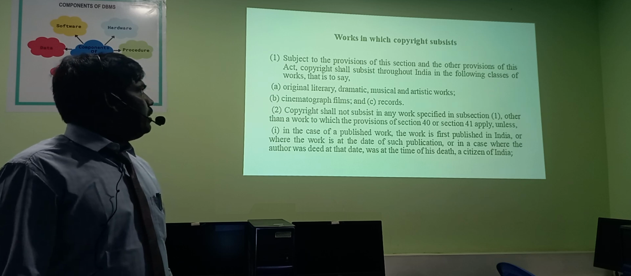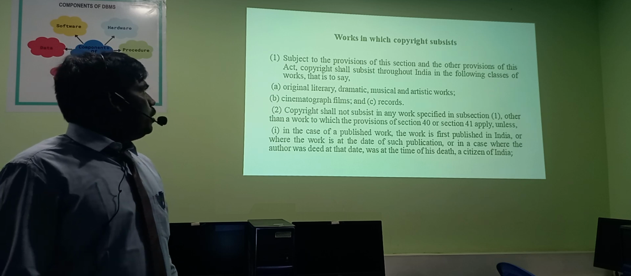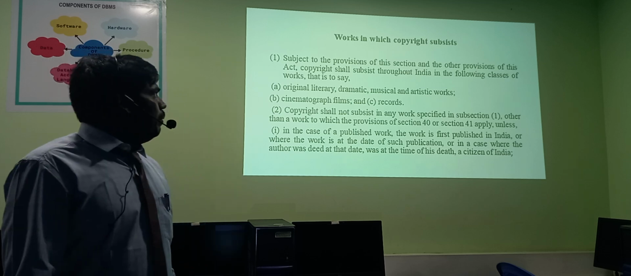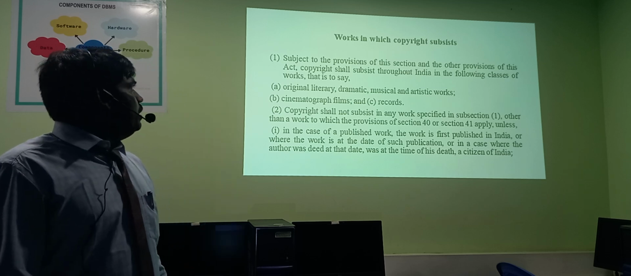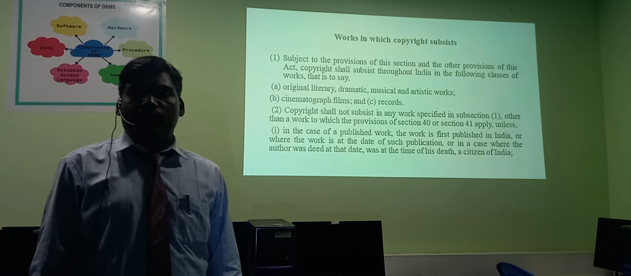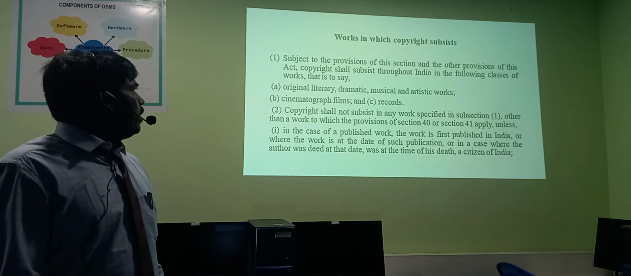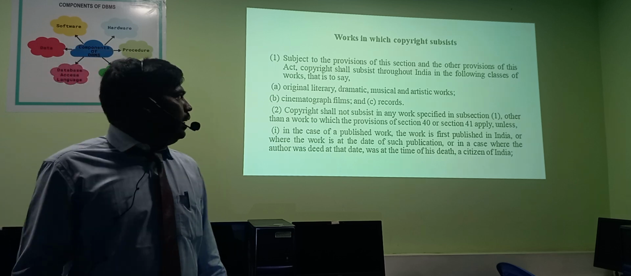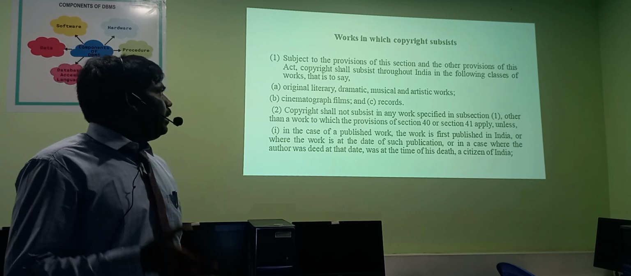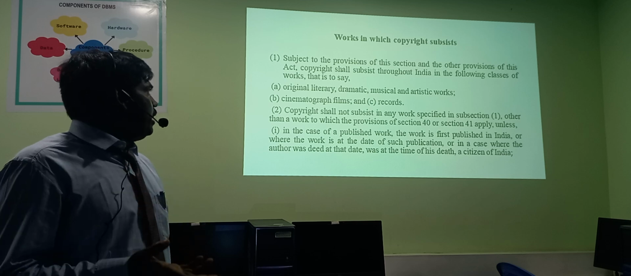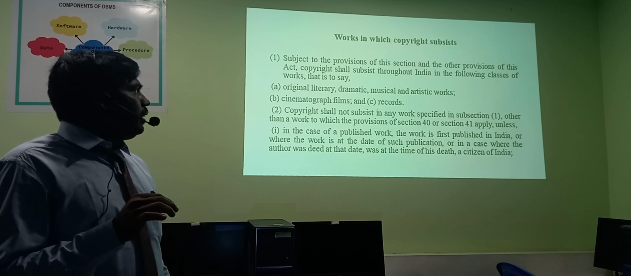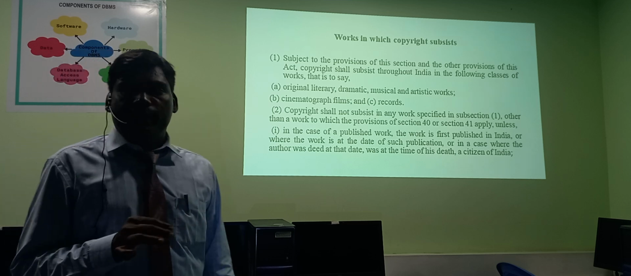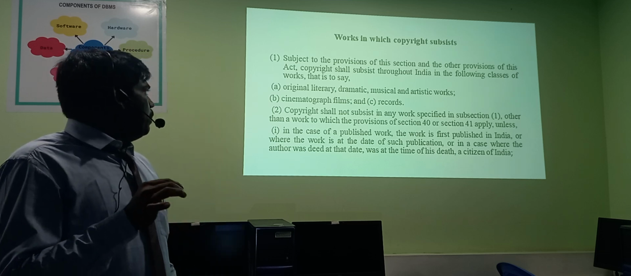Next one, works within the copyright subject. Subject to the provisions of this section and other provisions of this Act, copyright shall subsist throughout India in the following classes of works, that is to say: first, original literary, dramatic, musical and artistic work; and second, cinematograph films and sound records. Copyright also subsists under the particular intellectual property rights.